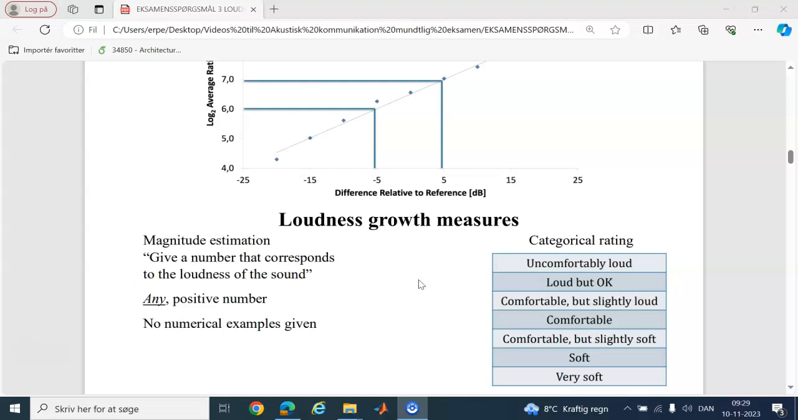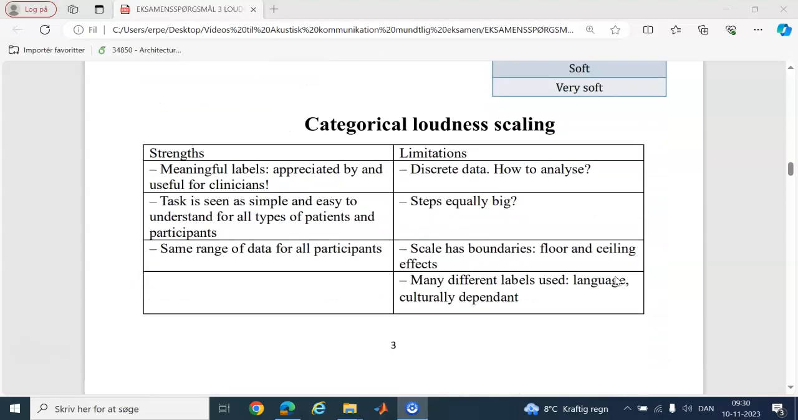Loudness growth measures. You have magnitude estimation: give a number that corresponds to the loudness of any sound; any number can be used, and no numerical examples are given. And then there is the categorical method: okay, but loud, comfortable, and so on.